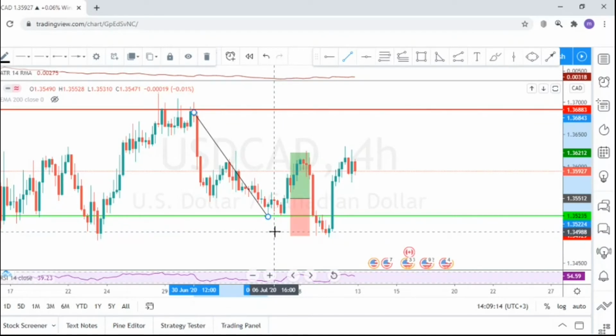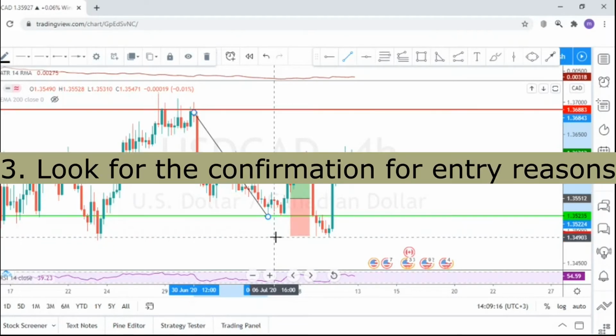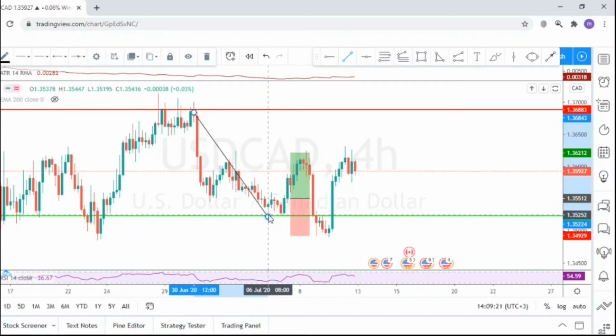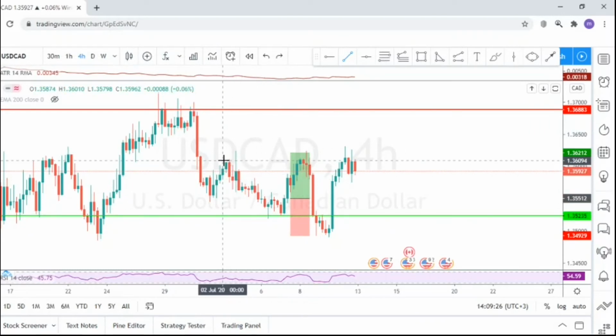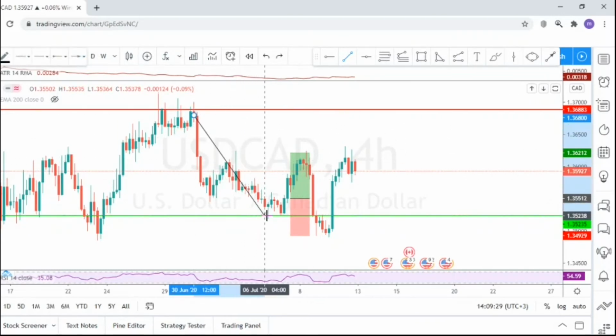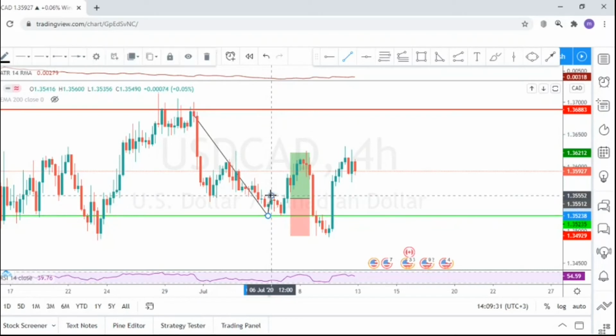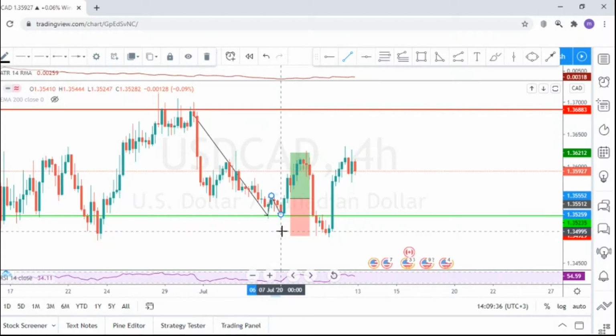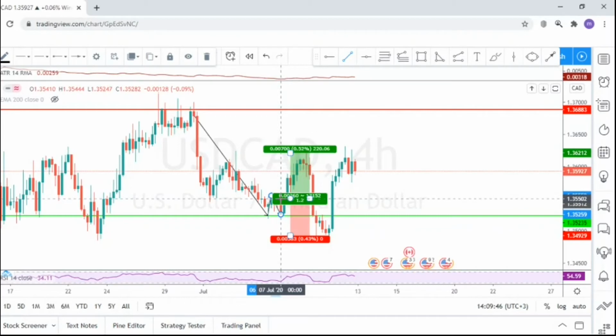That takes me to the third step, where you look for the confirmation for your entry reason. And the confirmation that I got here was a double bottom. This market came here, retraces back here, and came back again to this level here. So this was my confirmation, and my entry reason was this engulfing candle here. So the double bottom with this engulfing candle was my entry reason that made me buy this market.